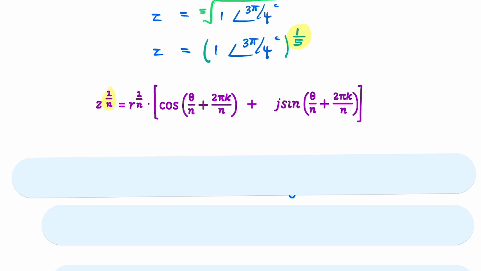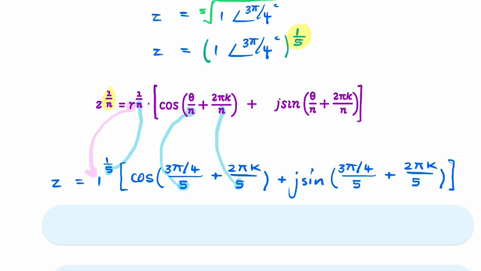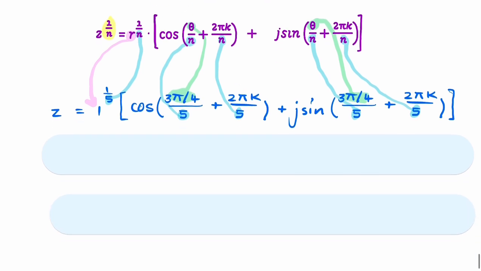I will take the r and replace it with 1. I'll replace the n with 5, so that's my n. These are my n's. I'll then replace my theta with 3 pi over 4. So this is my theta. And I'll do the same here. This is theta. And that's it.